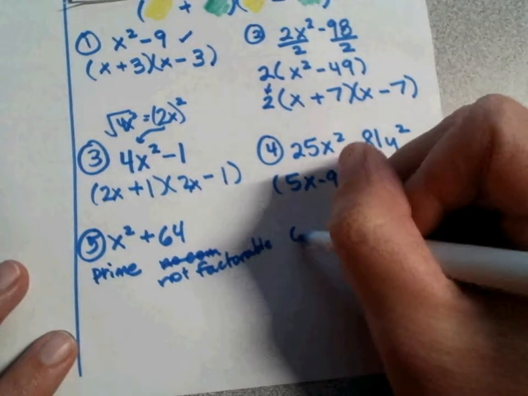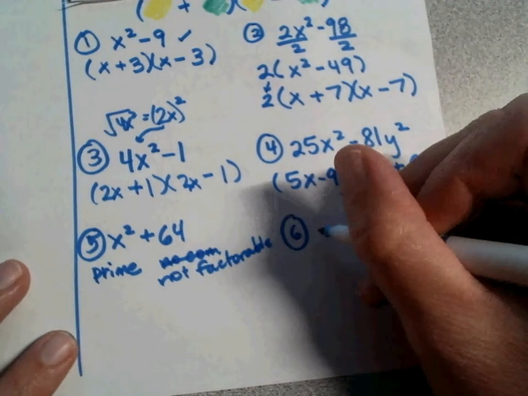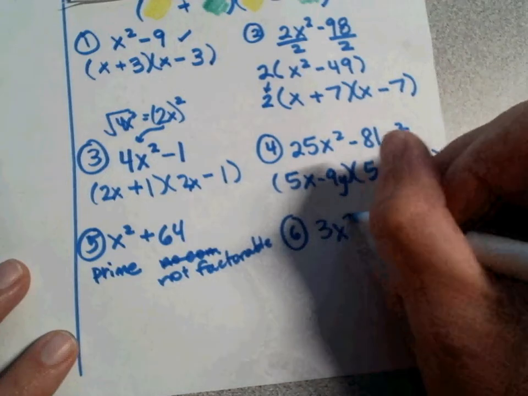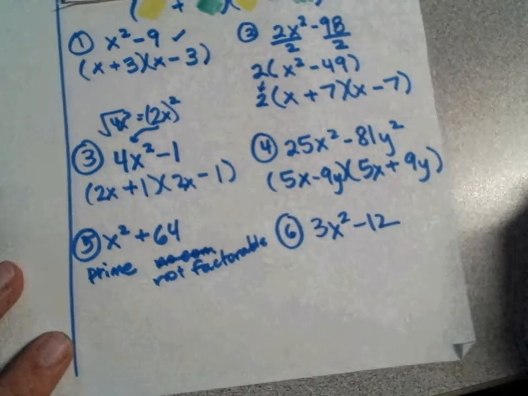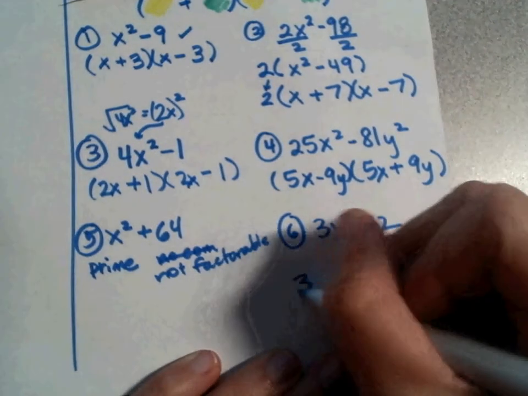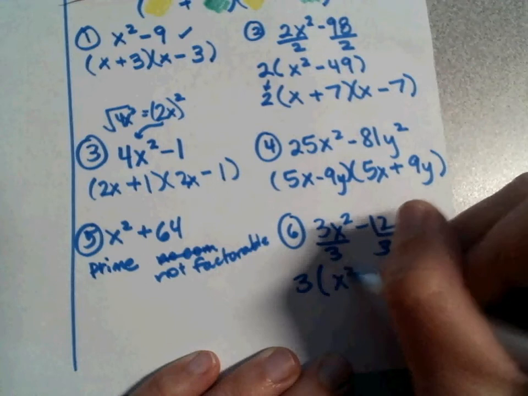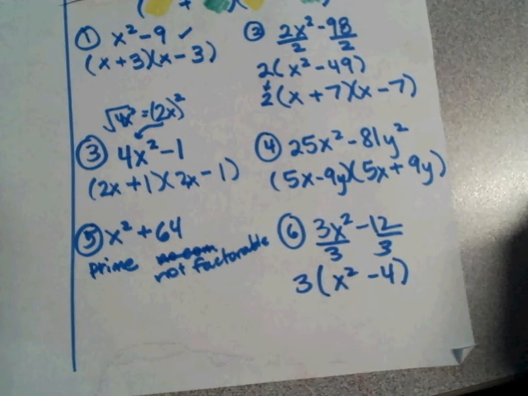Okay, how about a couple more? Number 6. 3x squared minus 12. So start with greatest common factor. You can divide a 3 out. So divide each term by 3. So I would have x squared minus 4.